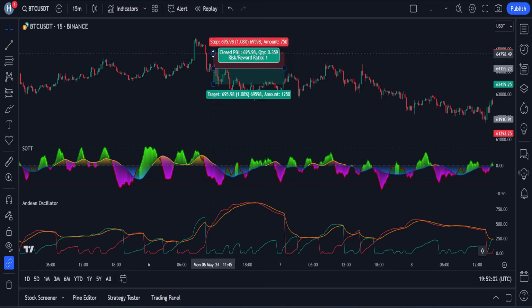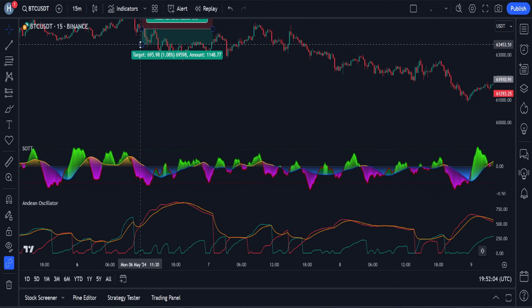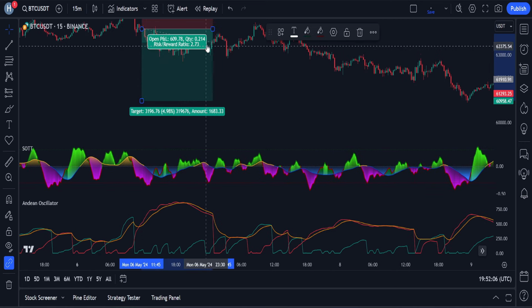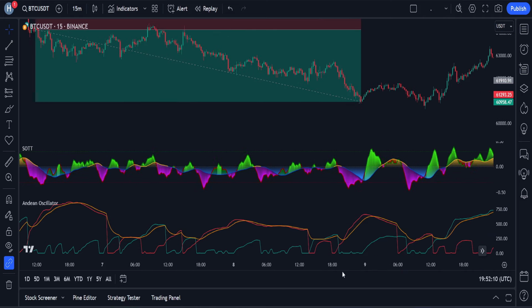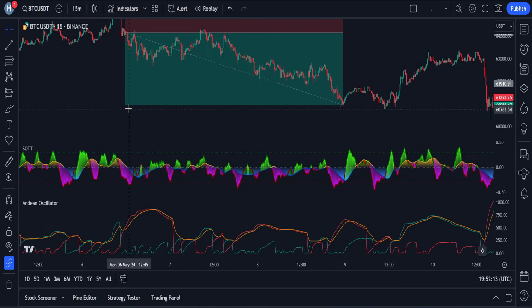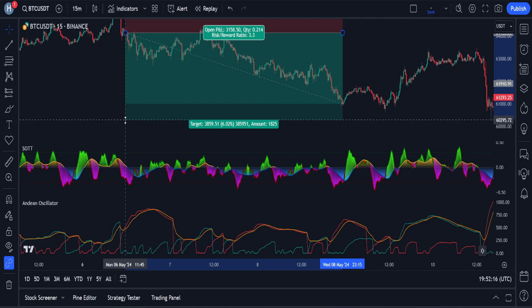This indicator effectively shows the strength of market movements, helping to confirm trading signals. However, no indicator or strategy guarantees 100% success. Losing positions are part of trading, so manage your risk properly.